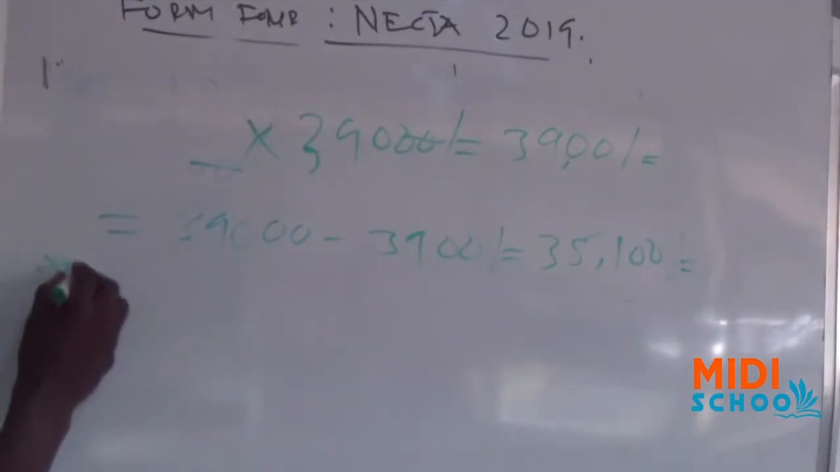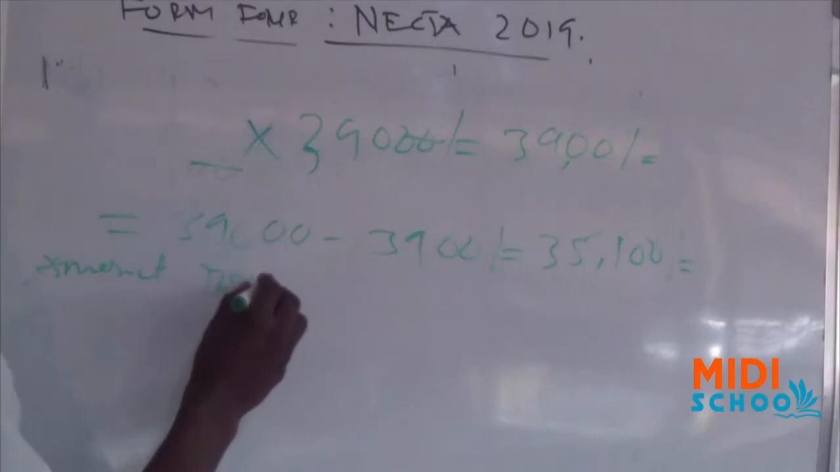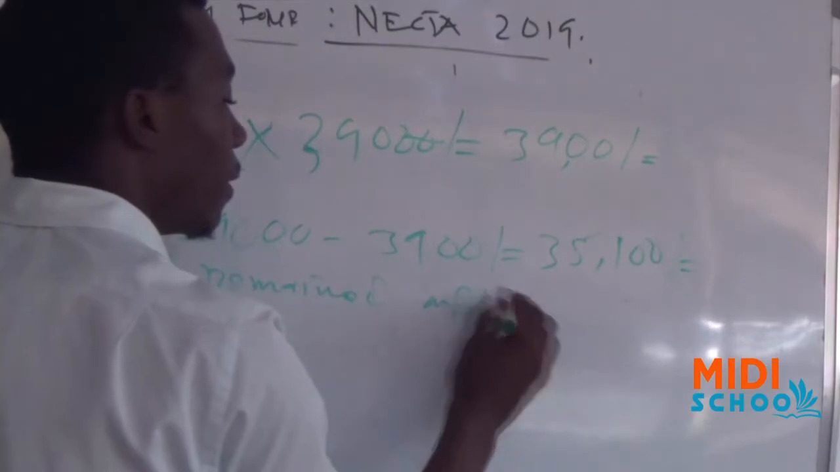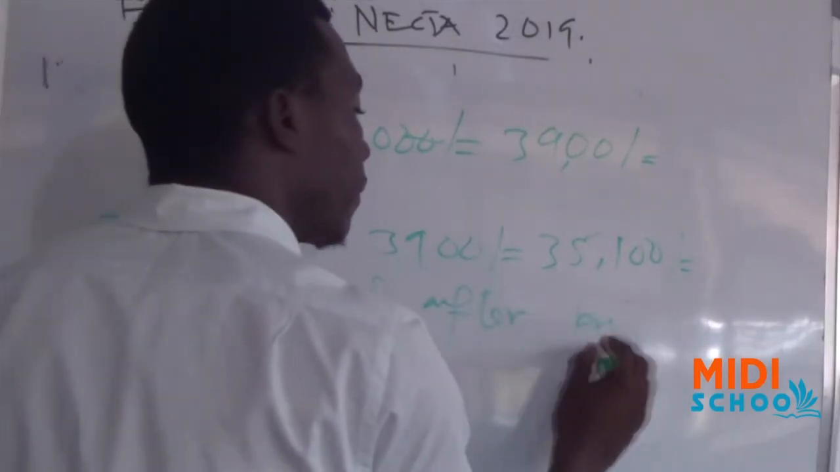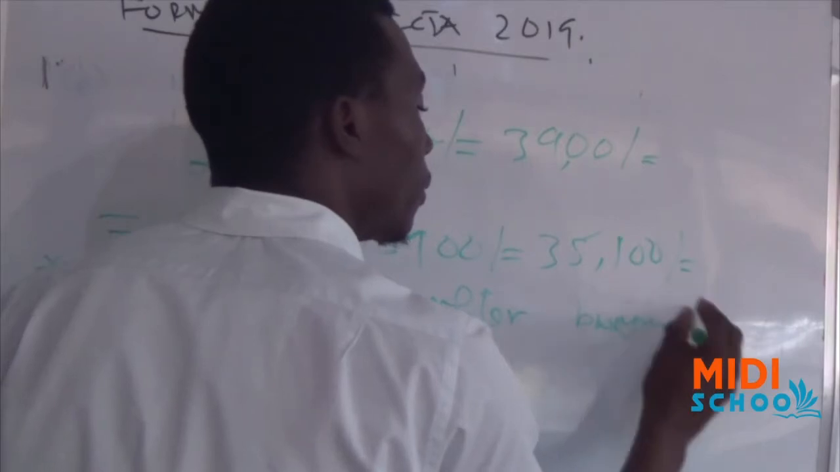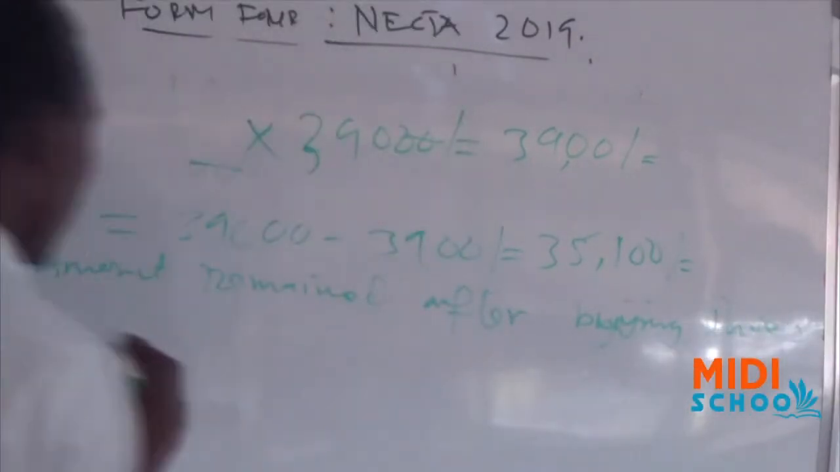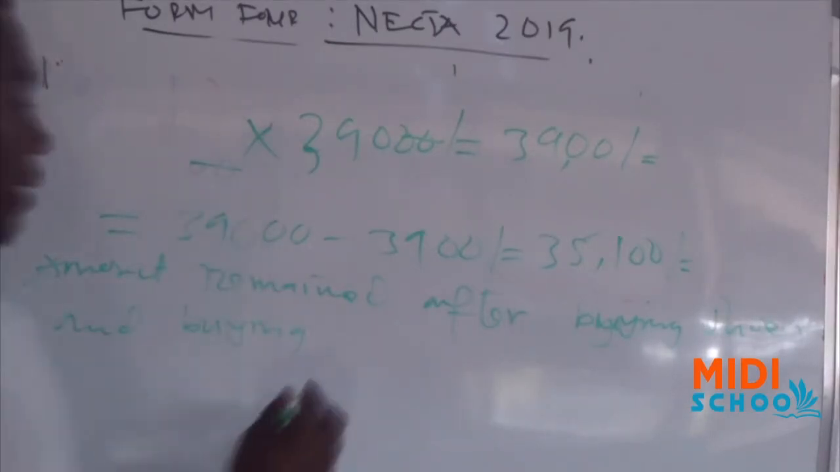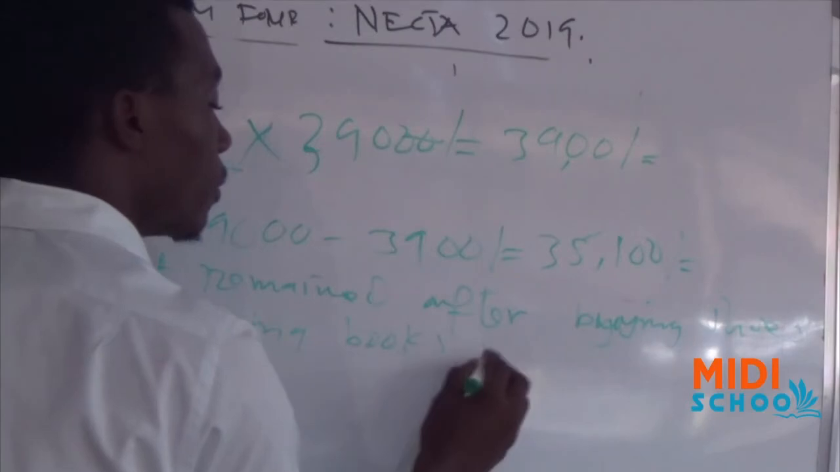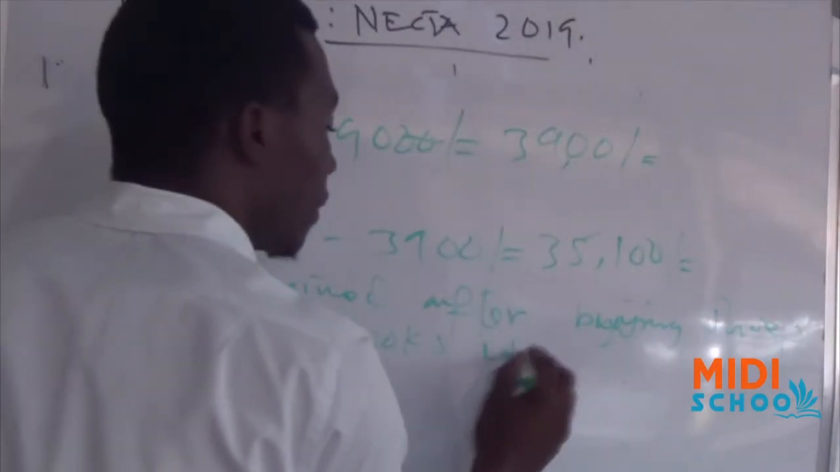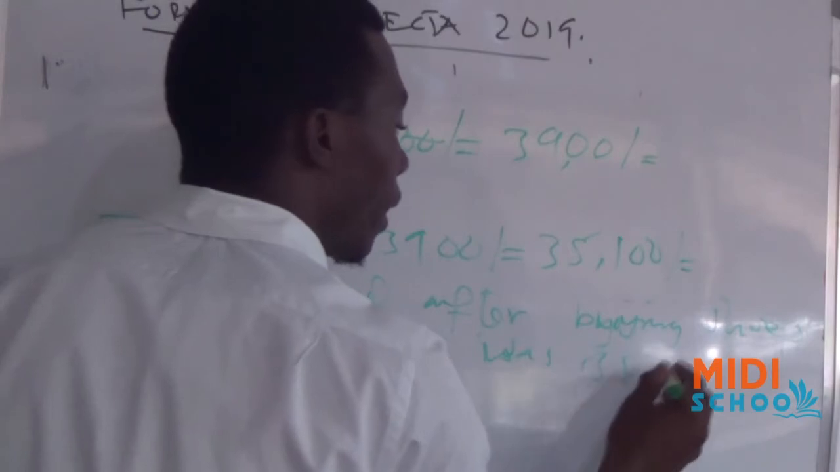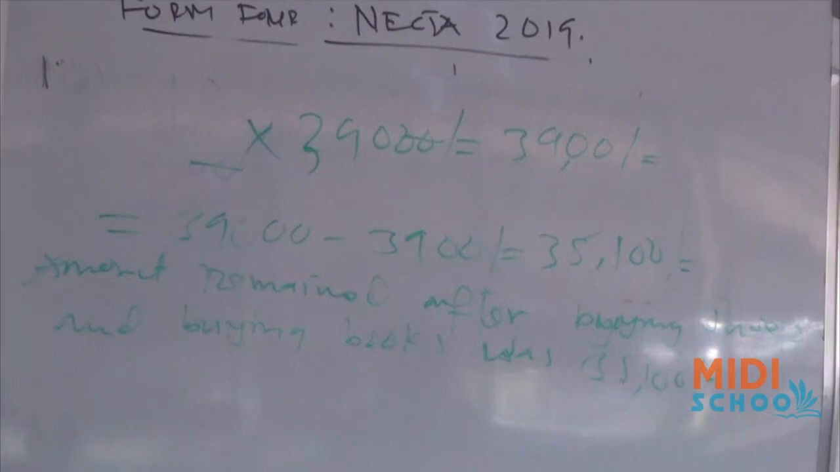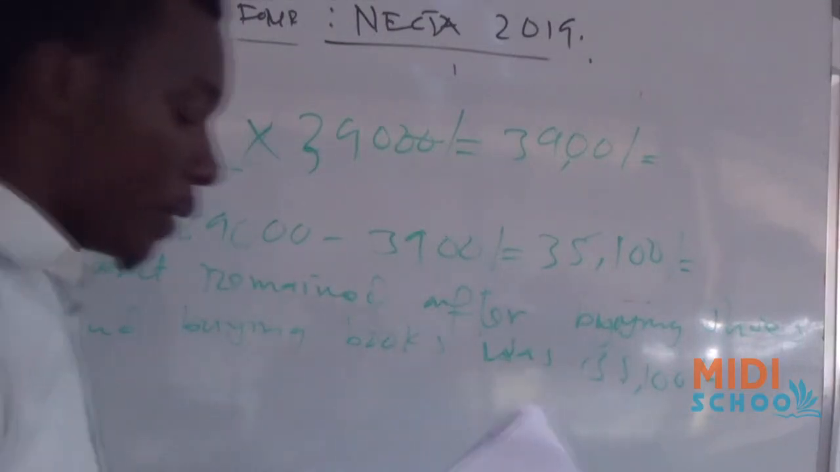So the amount remaining after buying shoes and buying books is this one. So this was the amount remained after buying those books and shoes.